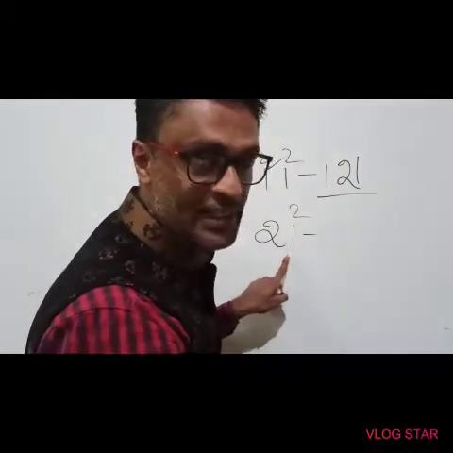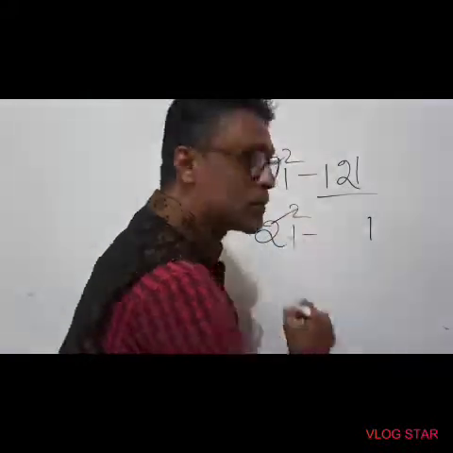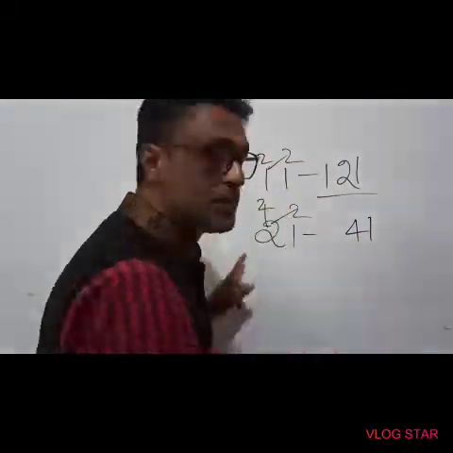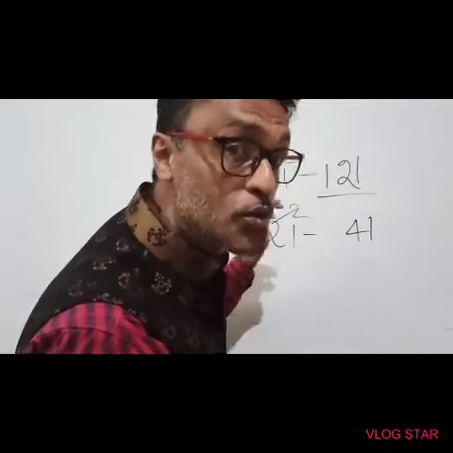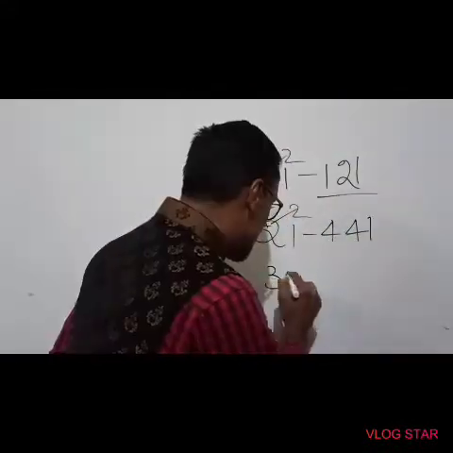Let's come to another example, 21 square. What is 1 square? 1 1s are 1. Multiply 2 with 1, 2 2s are 4. And square this number. Don't add the number. Square it. 2 2s are 4. 441. That's all. Let's see another example, 31 square.